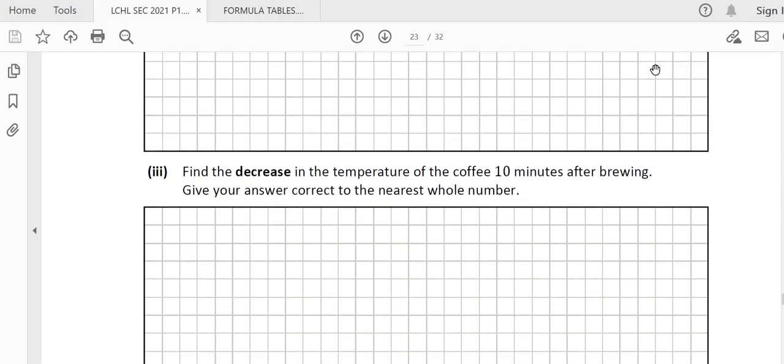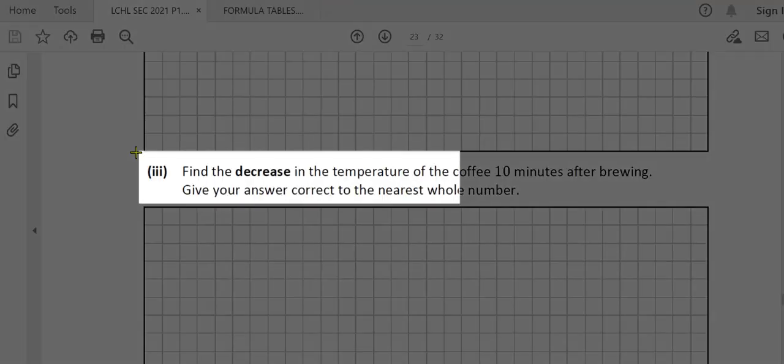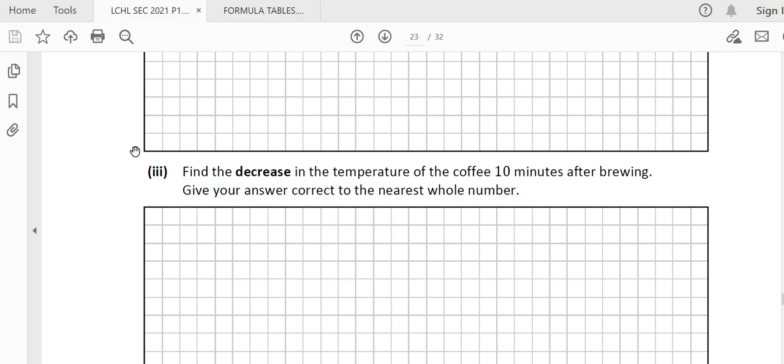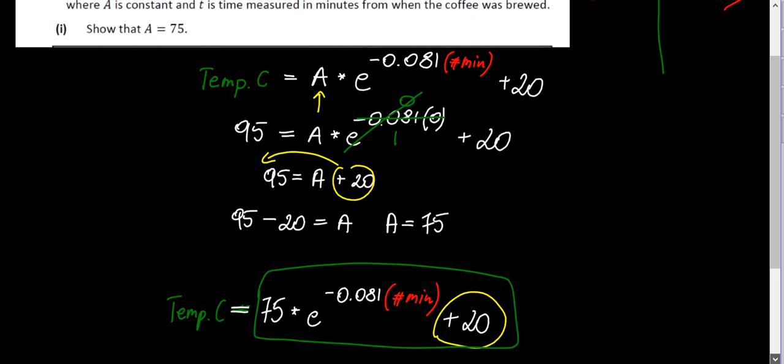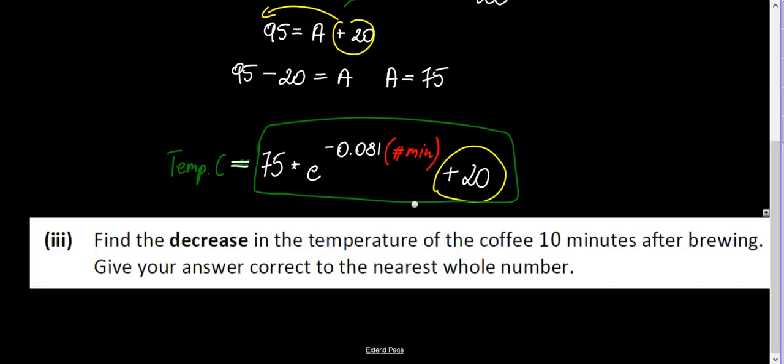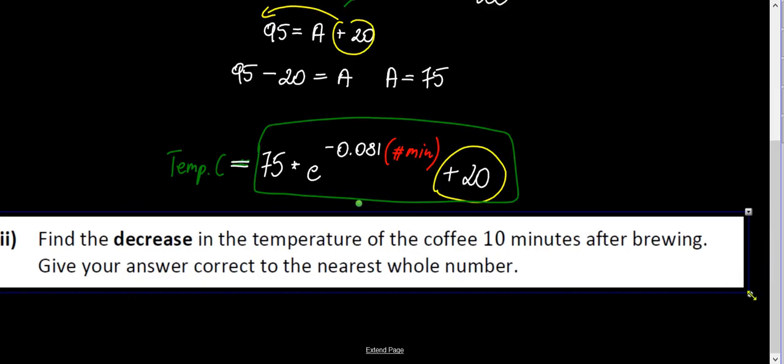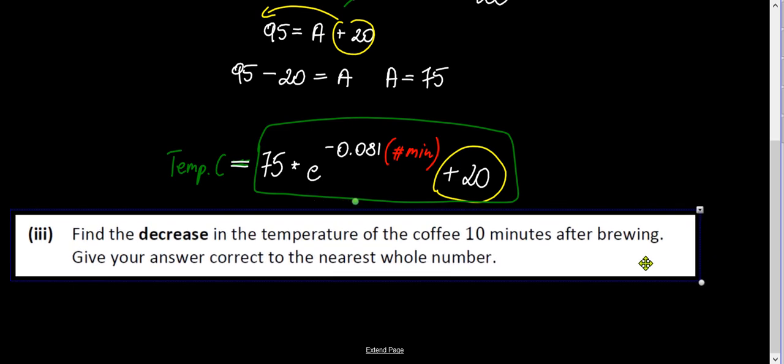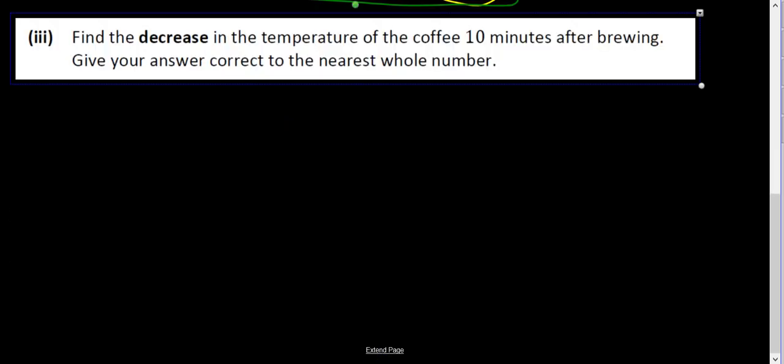Okay, next part. Find the decrease in temperature of the coffee 10 minutes after brewing. Give your answer correct to the nearest whole number. So what is it that we are looking for? Find the decrease in temperature. What does the word decrease mean? It's something that goes down in value, isn't it? So what is the thing that is going down in value here? Well, we are talking about the decrease of temperature.